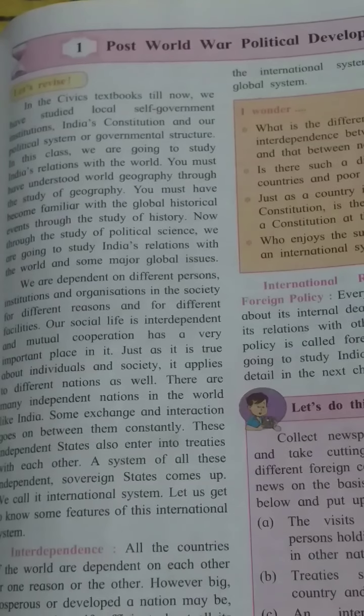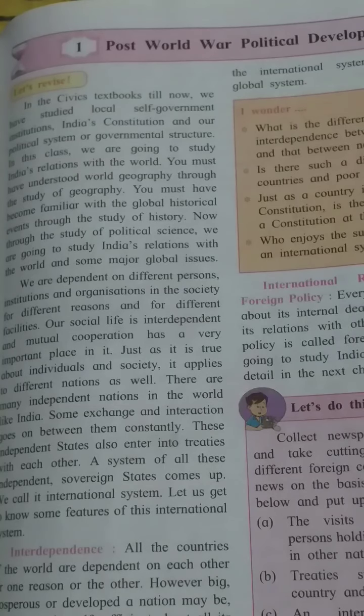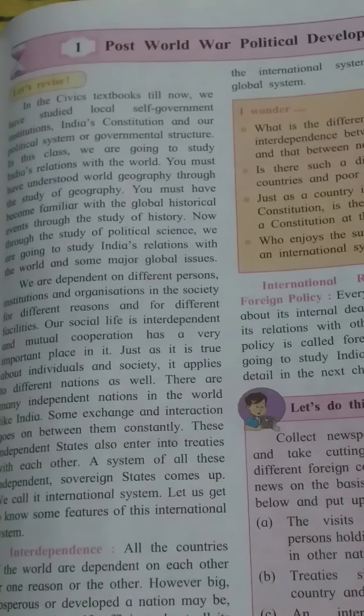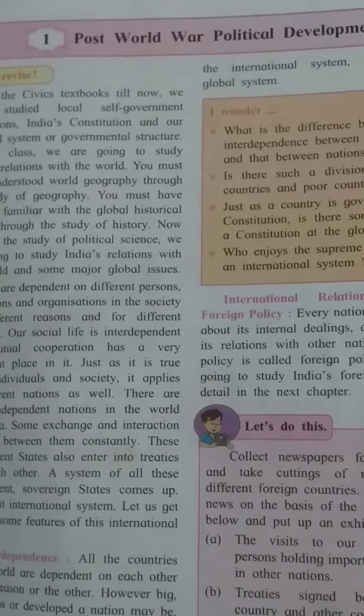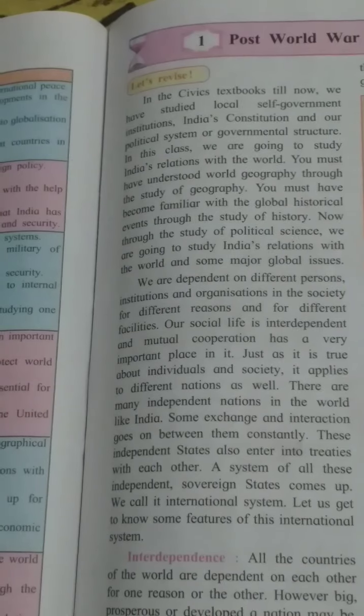Good morning, students. Again, we are back with our history and political class, and today we are going to learn about political science. The first lesson in political science, which you are going to learn today, is post World War political development. First question I want to ask you is: is war good?